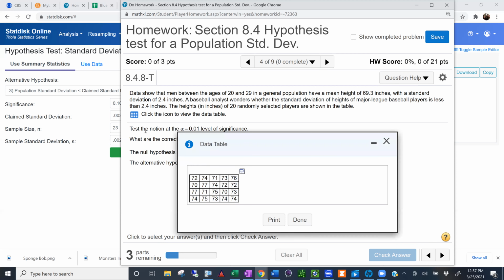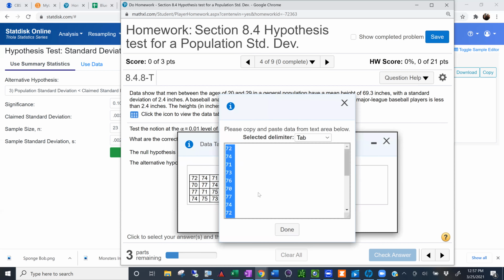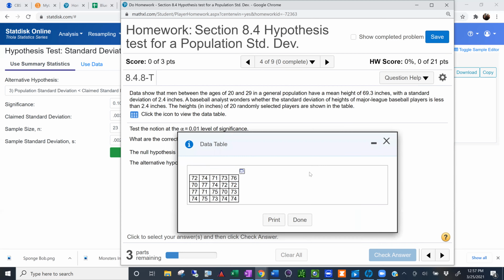I'll tell you what, let me see if I can grab these and copy them and send them to you guys in the chat. That way everyone's working with the same data set, because if you did your own data set, you're going to end up with different numbers. All right, so that data set came through in the chat. I'll take that as a yes.